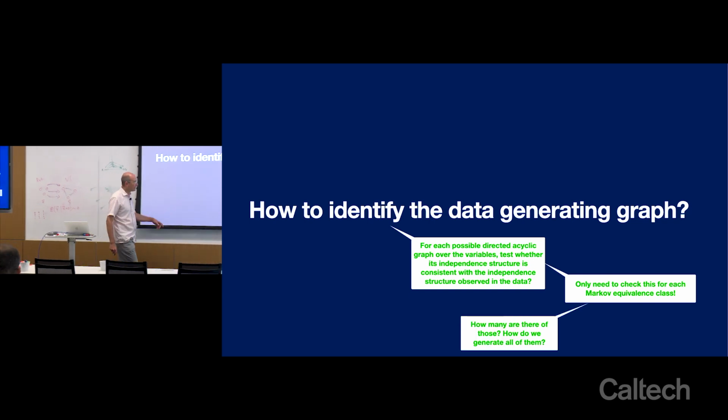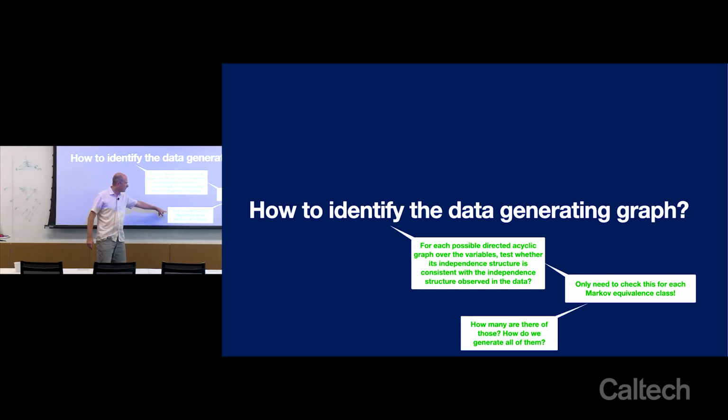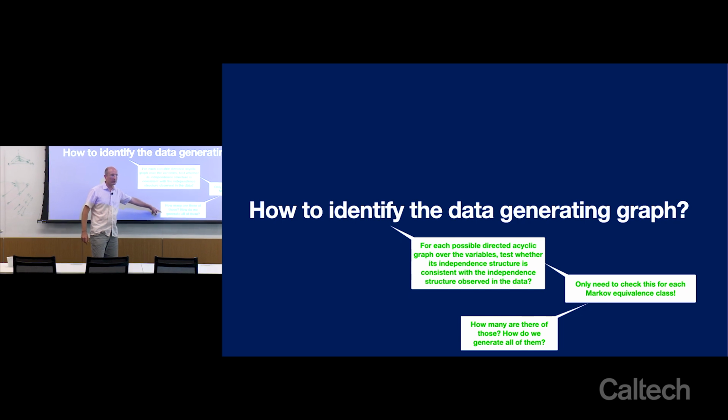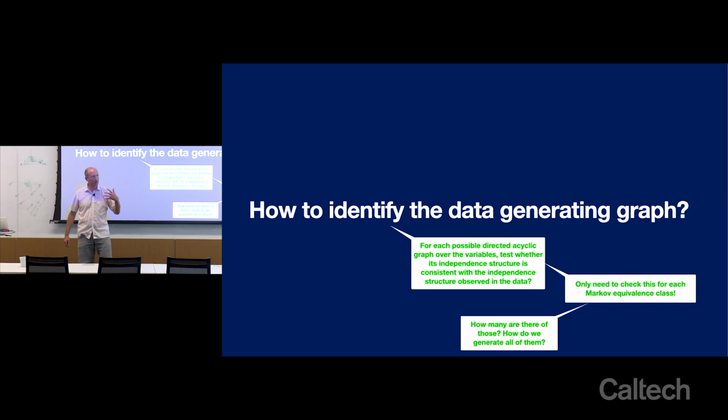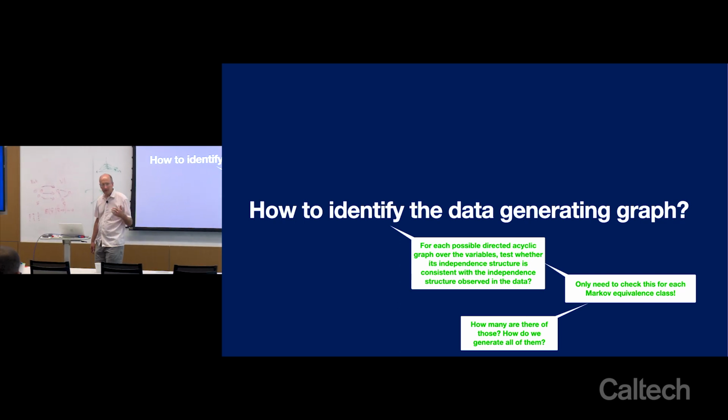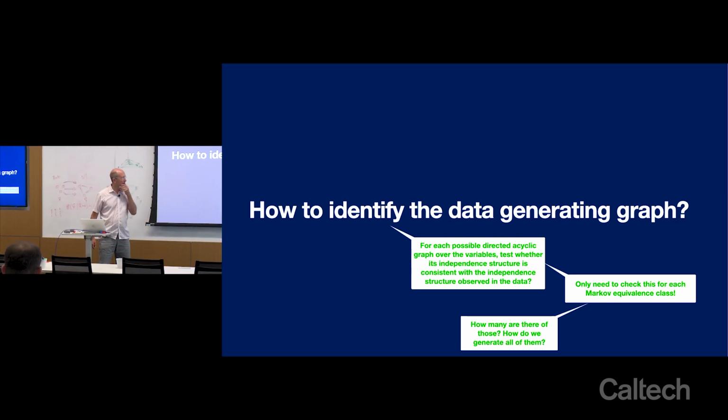But how do we get that? How many are there for any number of variables? How many Markov equivalence classes are there? And how do we generate them in the first place, like to test them? So it's not obvious how to get the data generating graph given the data set, how to get the possible graph or the Markov equivalence class in the first place.